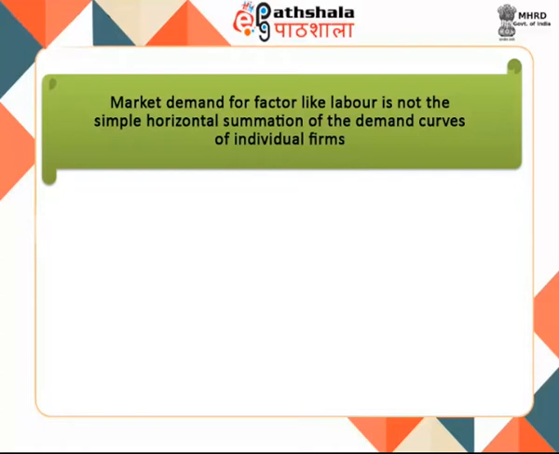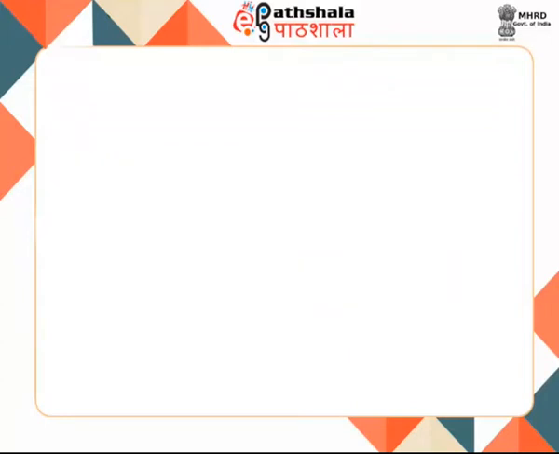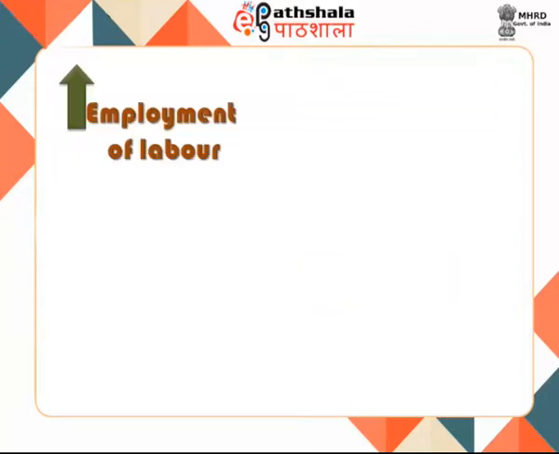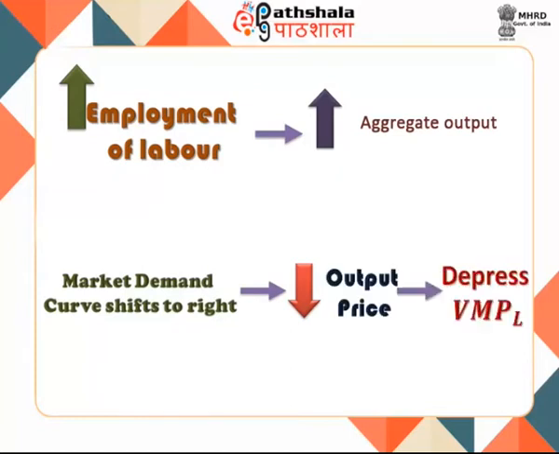This happens due to the fact that when the price of input, say wage, declines, it is not only a single firm who wants to hire more labor, but all other firms who also seek to employ more workers. This resulting increase in employment of labor will lead to an expansion of aggregate output. Thus, the market supply curve of output will shift to the right, and consequently the price of output will fall. This reduction of output price will depress the value of marginal productivity of labor at all levels of employment and also for all individual firms.